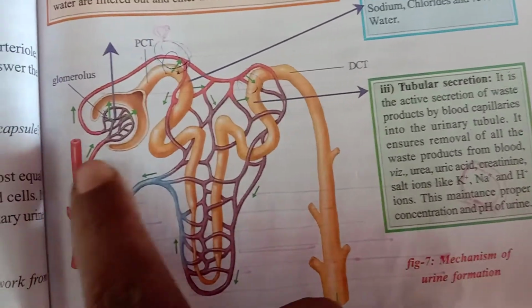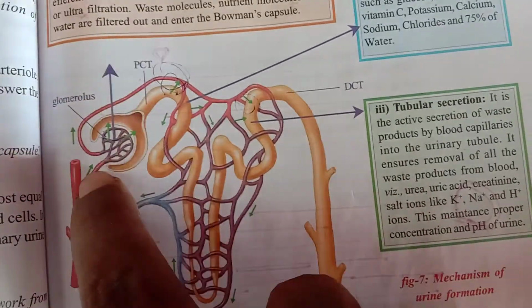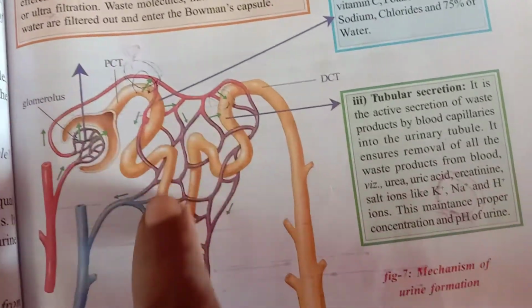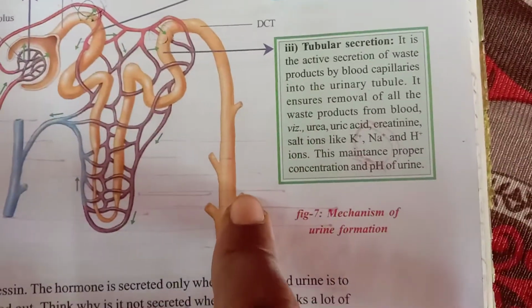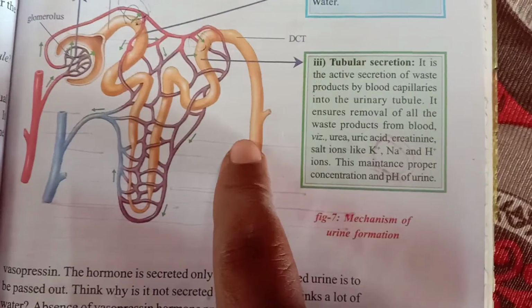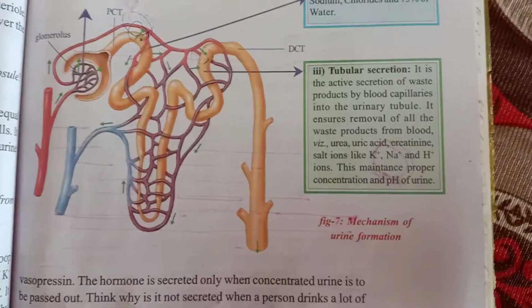So this is the renal artery, the afferent arteriole and the efferent arteriole, which is followed to enter this renal tubule. And this is the collecting duct. This is how the mechanism of urine formation happens.